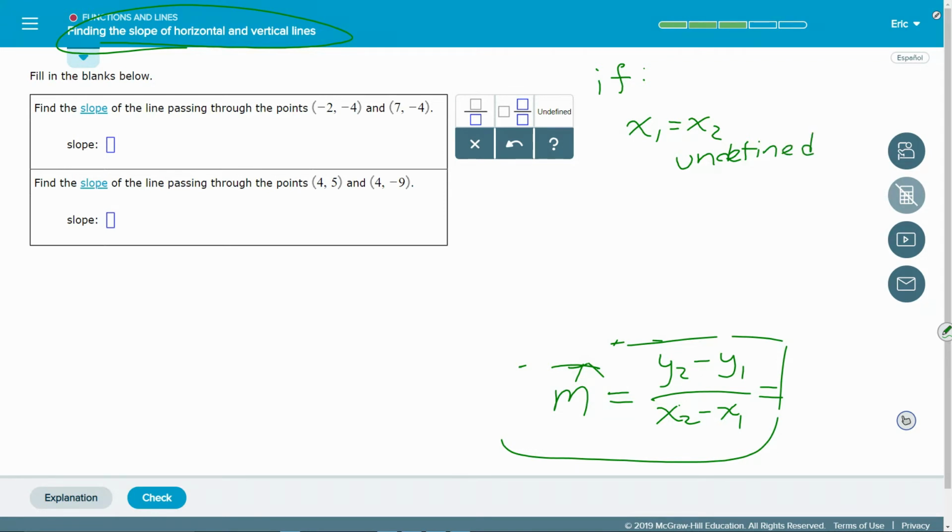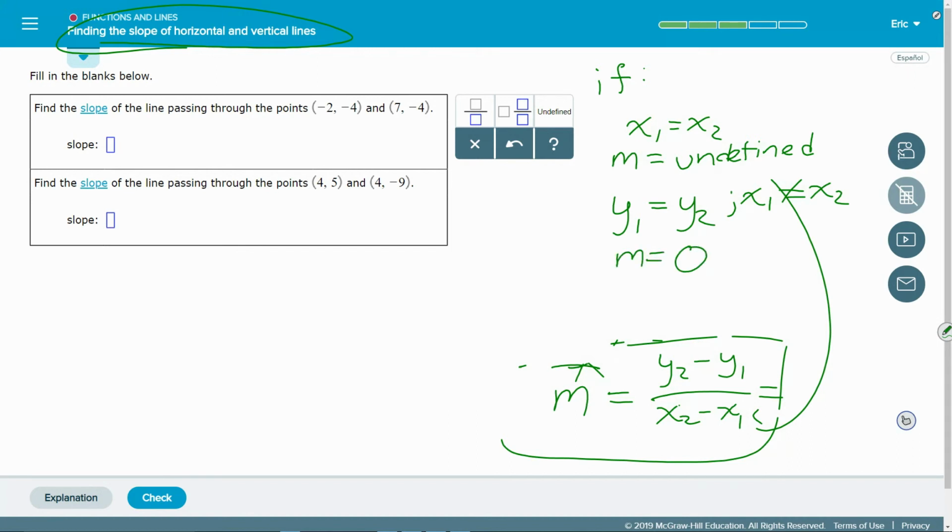Why? Because if I put it into this formula, I'll end up with the number minus itself, which is 0, and you can't divide by 0. So your slope is undefined. If your y's are equal and your x's are not equal to each other, that is just 0.